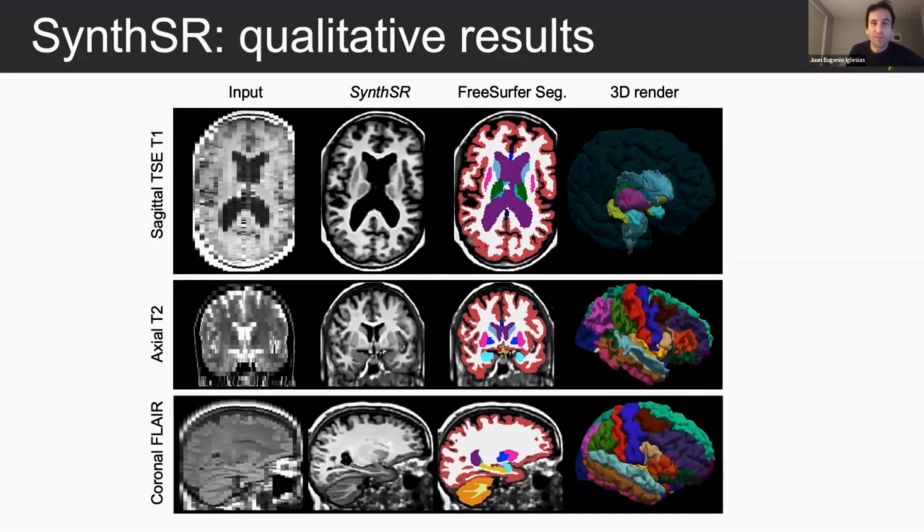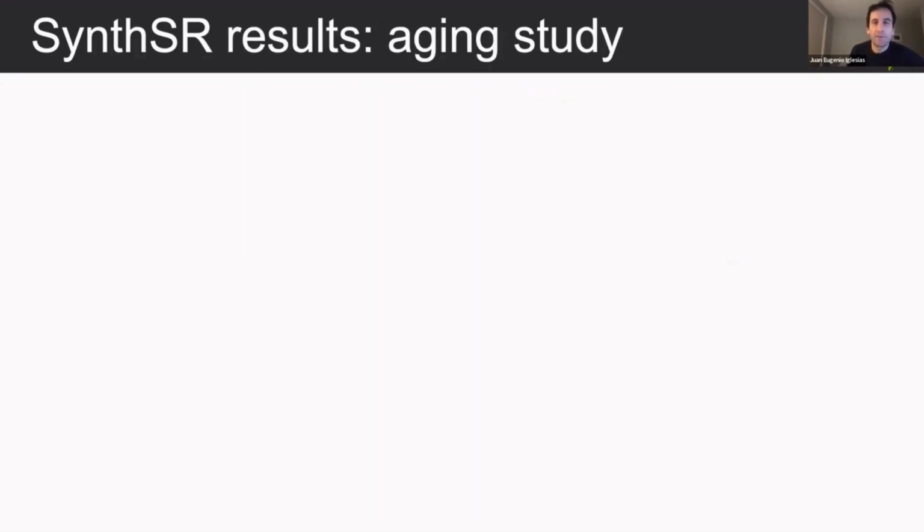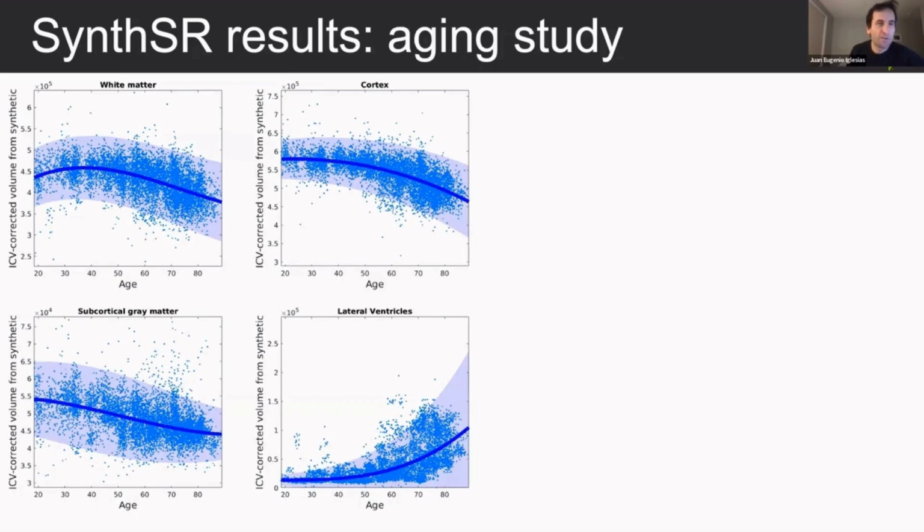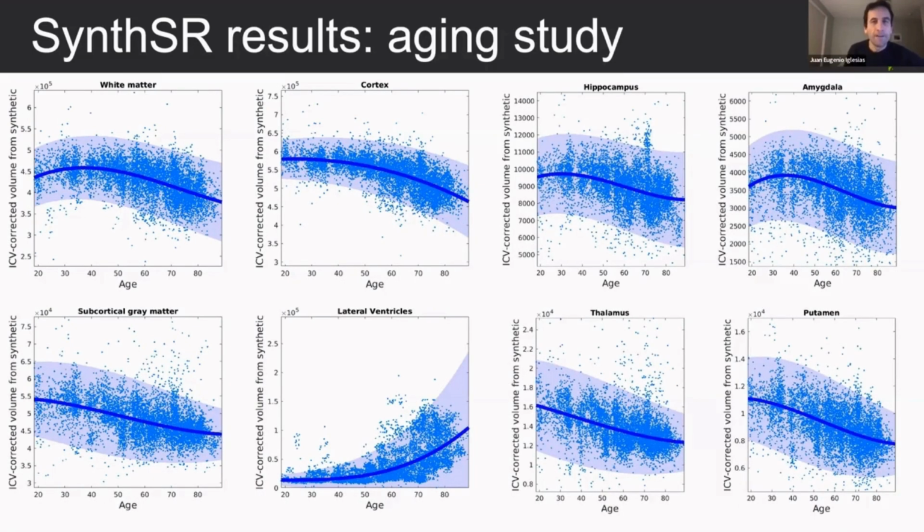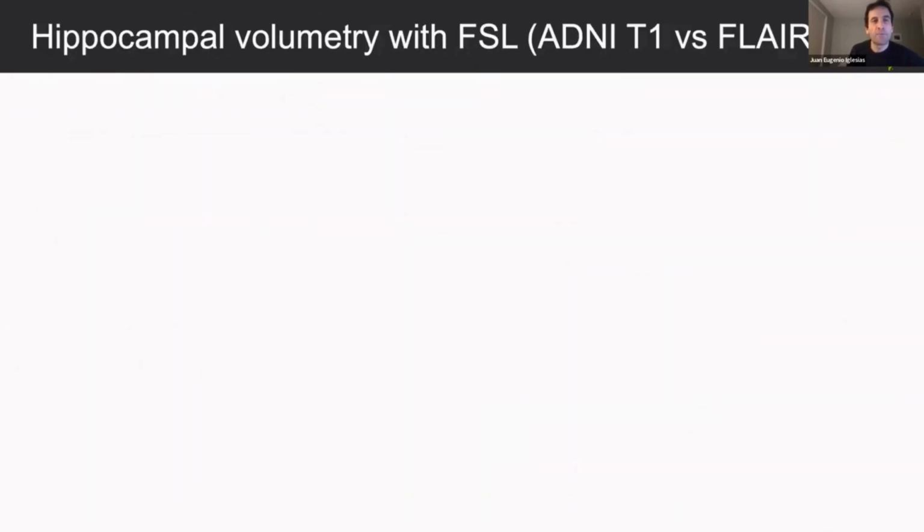The first thing we did was repeat the aging study. I'm not going to spend much time on this, but we got the same results, which is good. We were happy about that. And then to keep looking into volumetry with other packages, what we did was to use FSL.